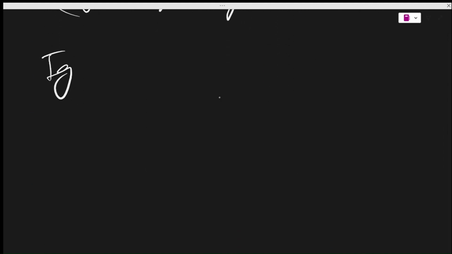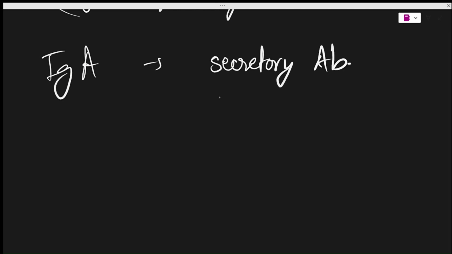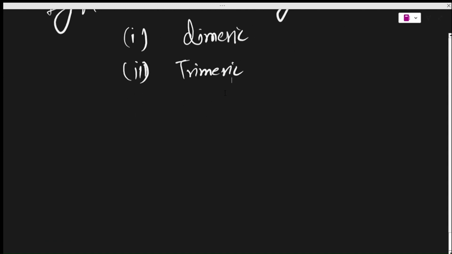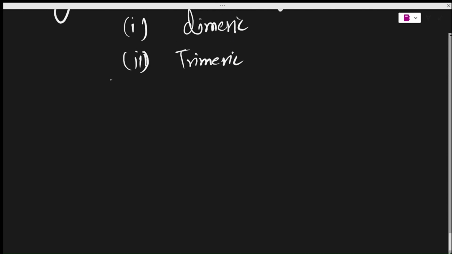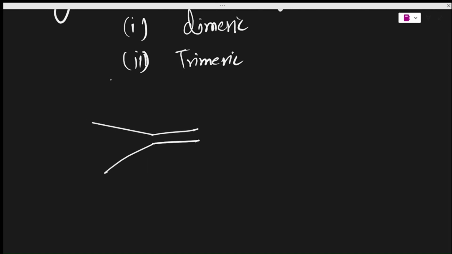Then we will move to IgA. Now this IgA is also called a secretory antibody. Okay, so in this case, basically it can be found in two forms. So the first form is dimeric and the second form is trimeric. So let me draw the structure of this IgA antibody in the dimeric form. See, we have to simply draw two antibodies. Here are the two antibodies and these are connected like this.